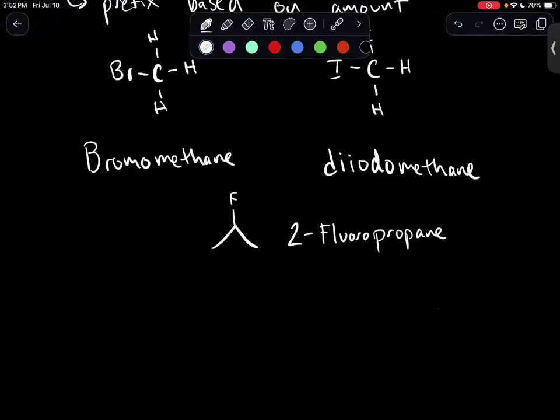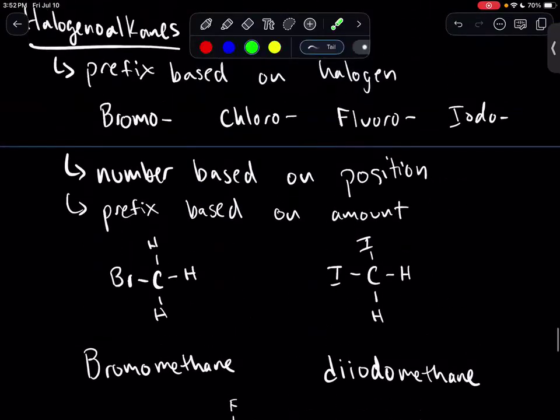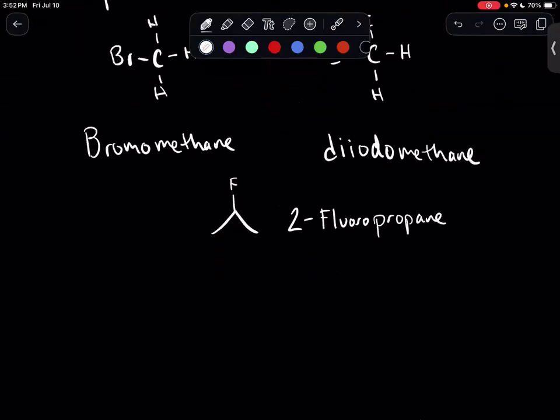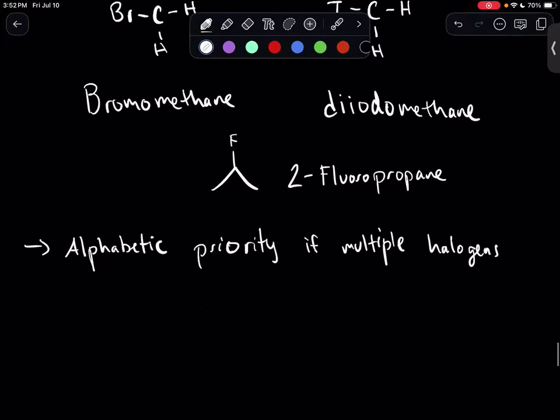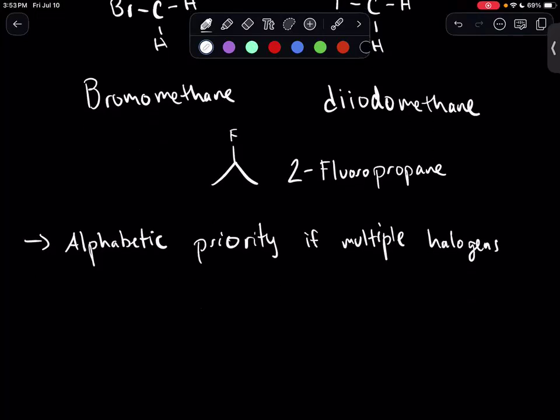Now, the reason, going back to what I alluded to, I put them alphabetically. We can have multiple on the same carbon chain. So how do we denote them? How do we rank which one has priority when doing counting for carbons? So turns out it's alphabetical priority if multiple halogens. And that priority goes to both numbering and naming.